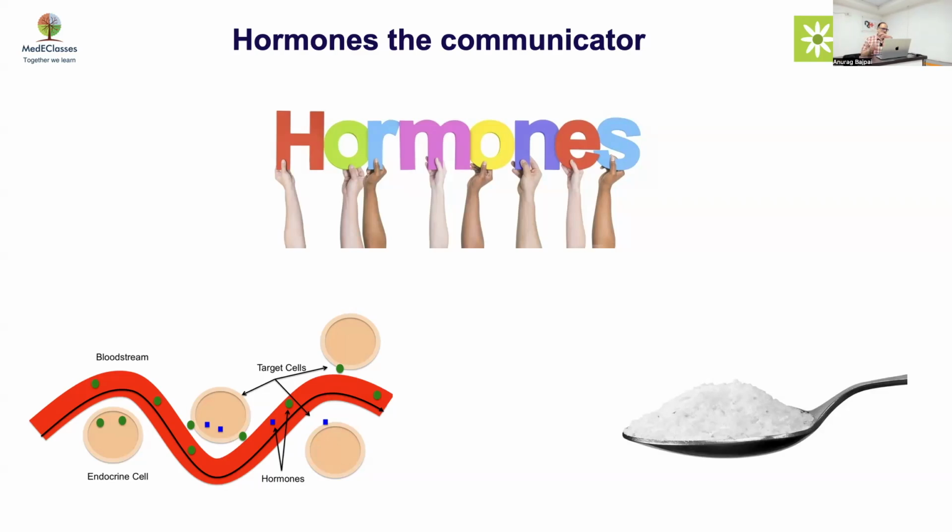Which is the most abundant hormone in the blood? Thyroid. Thyroid means what? T3, T4, TSH, which one? T4. So T4 will have much more abundance from that perspective.